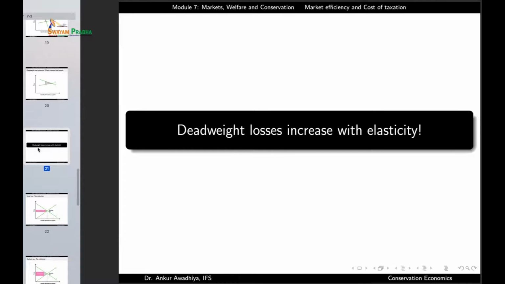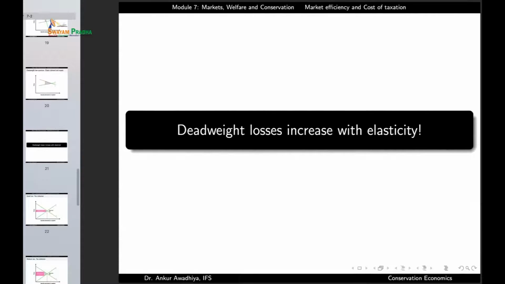If the demand is elastic, we will have a higher deadweight loss. If the supply is elastic, we will have a higher deadweight loss. If demand and supply are both elastic, then we will have a much larger deadweight loss.